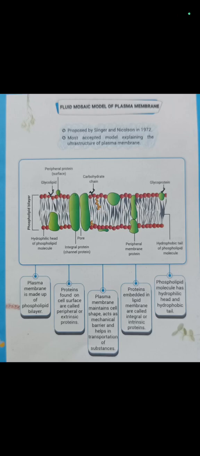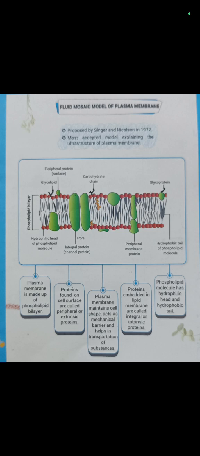So, hello everyone. Today we are going to understand the fluid mosaic model of the plasma membrane. The fluid mosaic model was first proposed by Singer and Nicholson in 1972, and because of this, they got the Nobel Prize also. It is the most accepted model of explaining the ultrastructure of the plasma membrane.